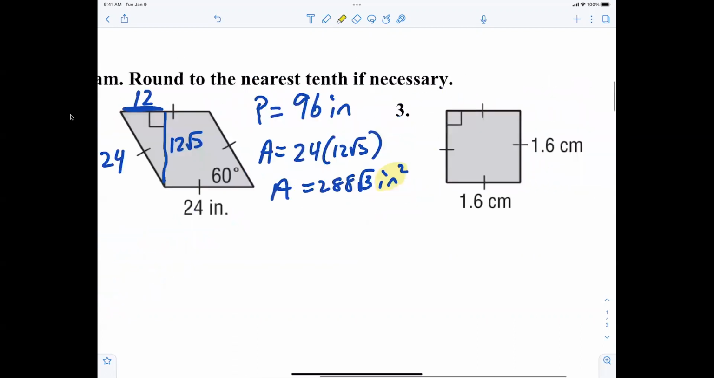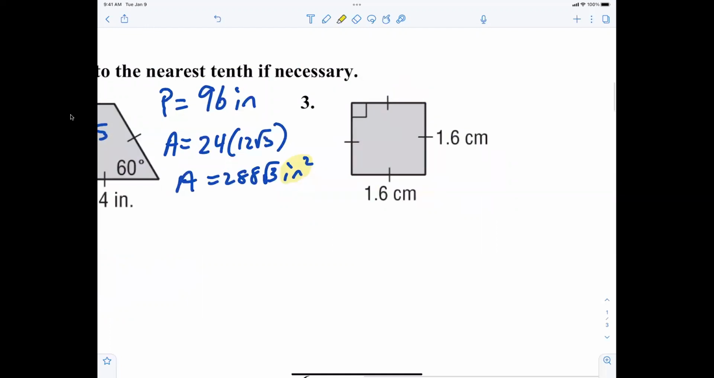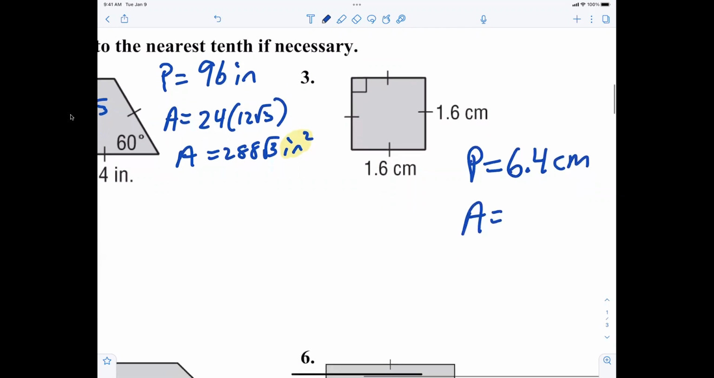All right, here we go. Let's look at number 3. That's just a what? Square. So 1.6 times 4, or 16 times 4, is 64, right? But let's put the decimal in the right spot. So it would be 6.4 centimeters. And of course, 16 times 16, we all know is 256. So let's put our decimal in the right spot. That would be what?